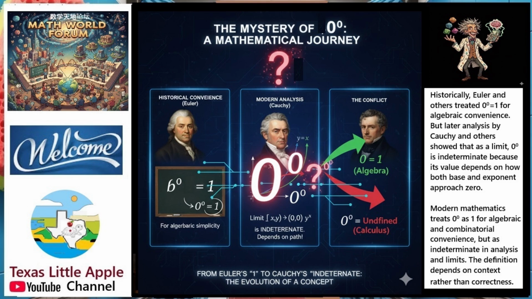Here we present systematically the timeline in the history of 0 to the 0 power, starting from Euler in 1752, to Mascheroni in 1787, to Cauchy in 1821, Libri in the 1830s, to modern mathematics. Now let us watch a video.